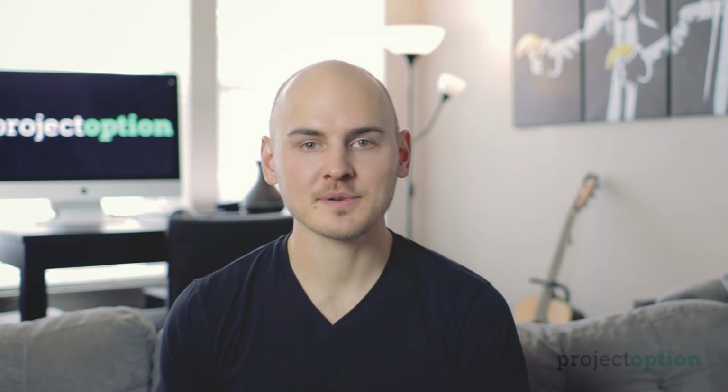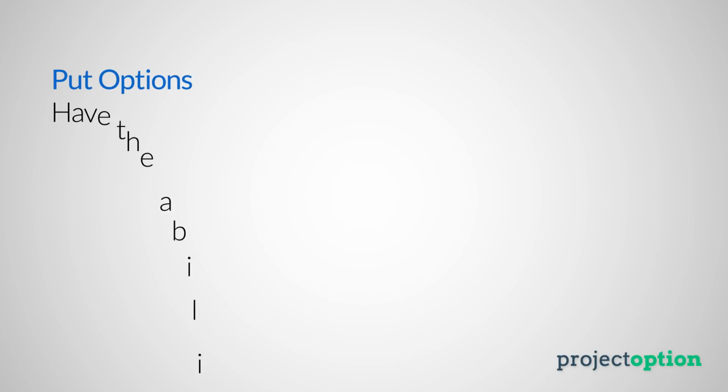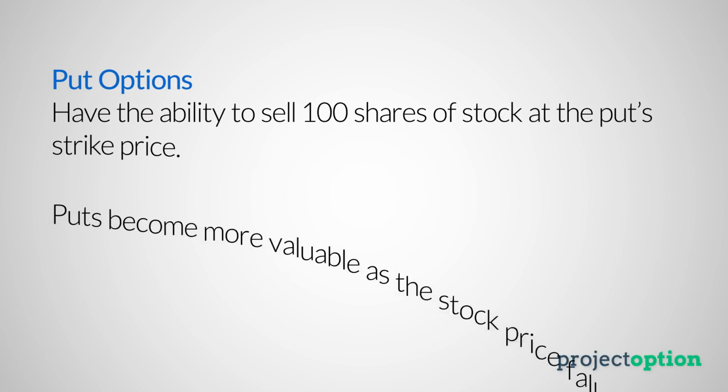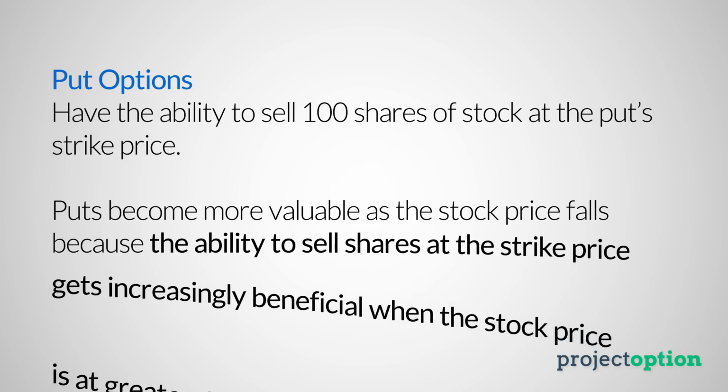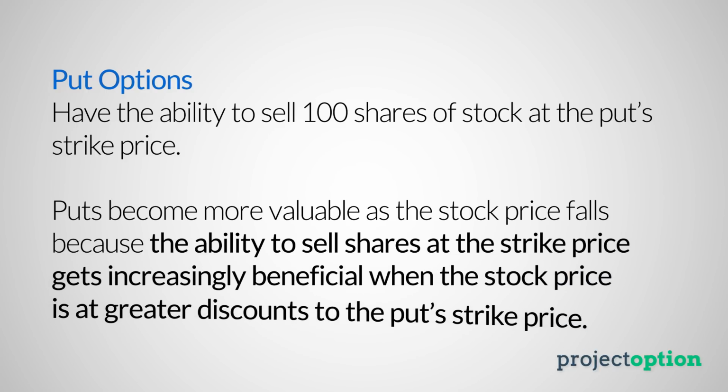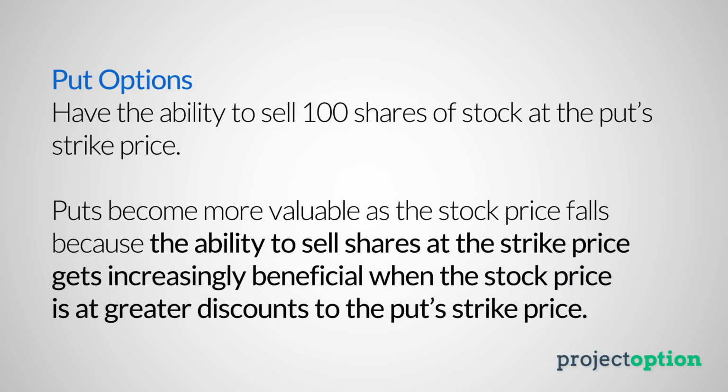Now, the other type of option, a put option, becomes more and more valuable as the share price decreases because a put option has the ability to sell shares of stock at the put's strike price, and that ability to sell shares of stock at the put's strike price becomes more and more valuable as the share price decreases further and further below the put's strike price.